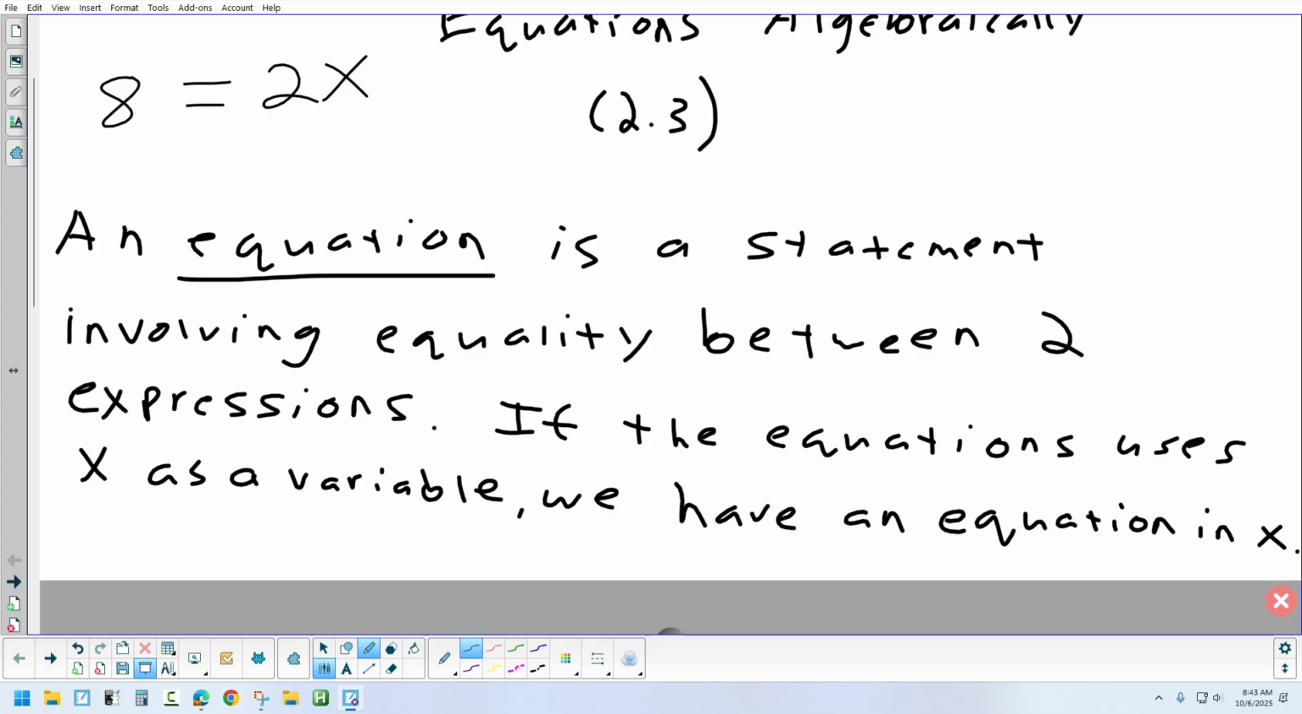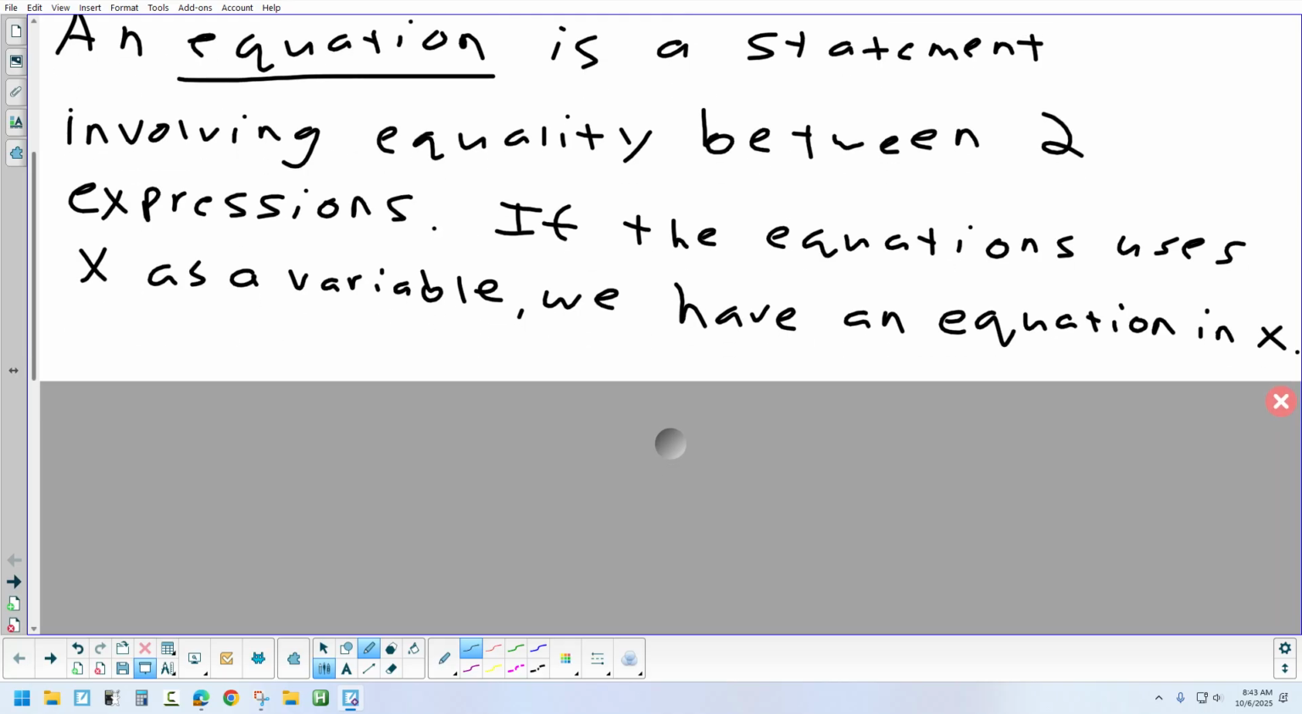Depending on the letter that you use, we can describe the equation and say, for example, this is an equation in x. In x just means x is the letter that's being used as the variable. That's all. When we're setting up equations, x is probably the most common letter we pick, especially for the independent variable. But if you're doing a word problem and it makes more sense to choose a different letter, you can. But x is what we use quite a bit.